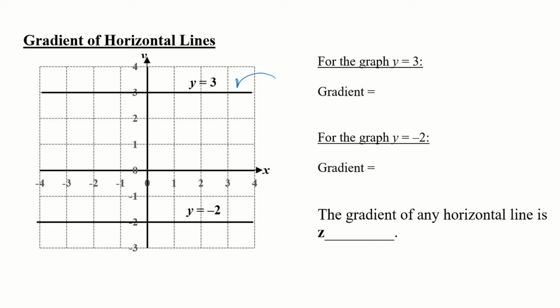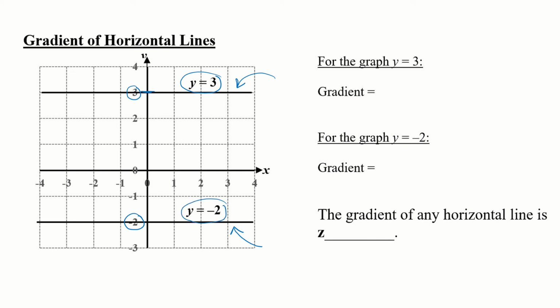Look over here. There's one over here, and the equation of this horizontal line is y = 3. It cuts the y-axis at 3. That's the equation of the horizontal line. The other horizontal line is over here. It cuts the y-axis at -2, so the equation of this line is y = -2.